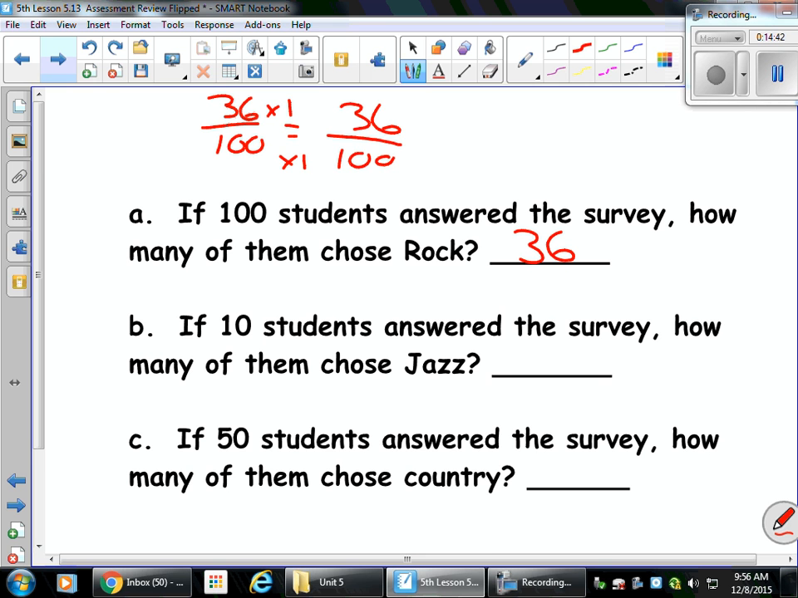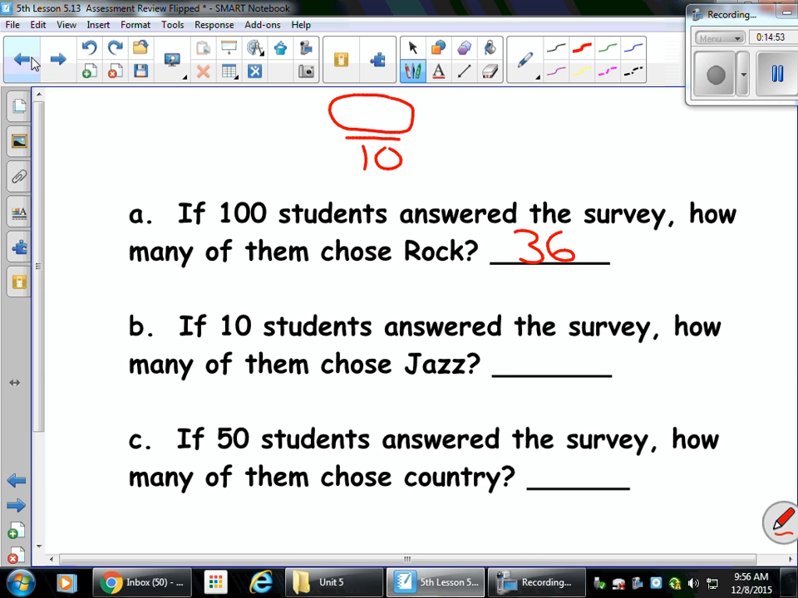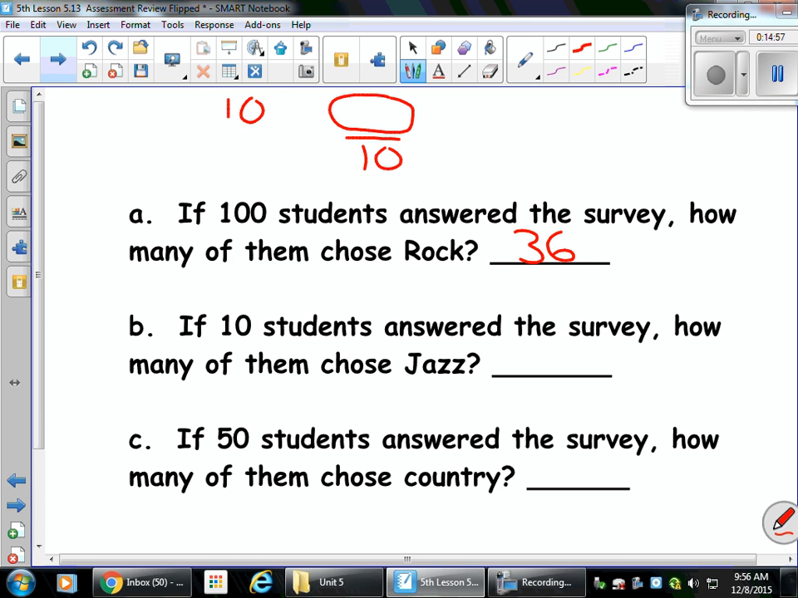Let's look at the next one. If 10 students, all right, so 10 is my denominator. I'm trying to find how many are a part of it. Chose jazz. Let's take a look at jazz here. Jazz is 10%. So we're going to go 10 over 100 equals. So how does 100 get to 10? We're going to be dividing by 10, right, to get there. So if we divide by 10, 10 divided by 10 would be 1. So one student would pick jazz.